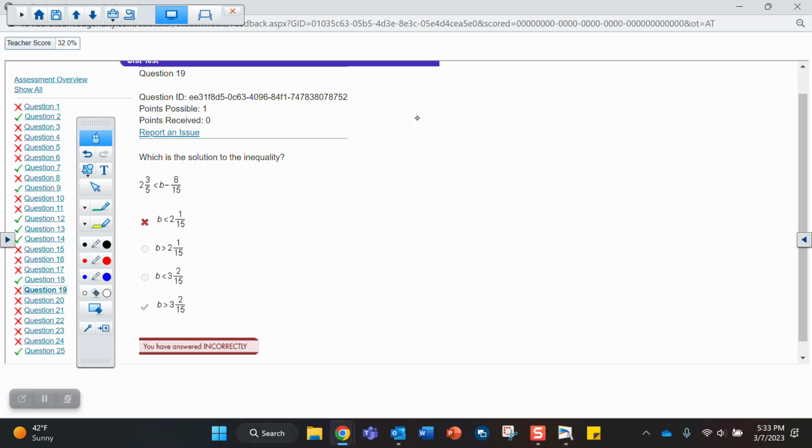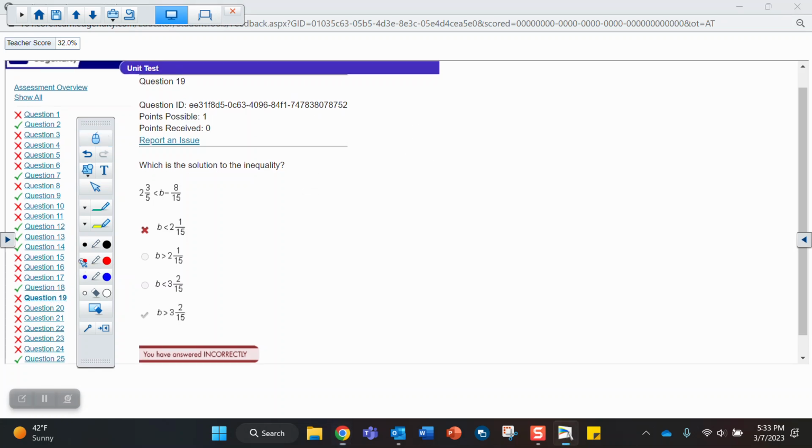We're at 19 now. This just asks for the solution. So we're going to solve it. Here we go. 2 3/5 is less than b minus 8/15. And we're going to add 8/15 to both sides.